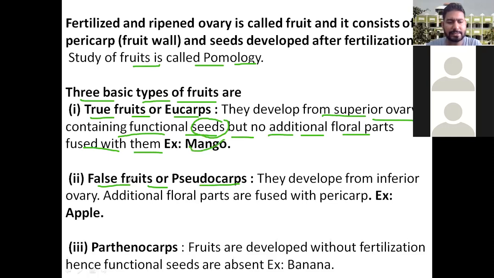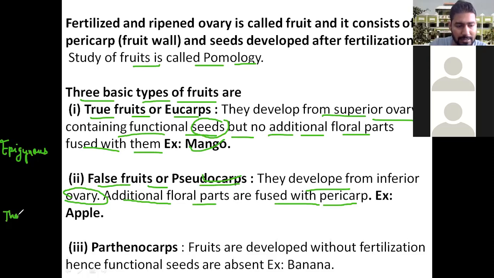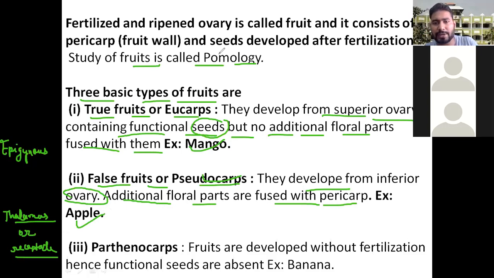An example is the mango. What is the false fruit or pseudocarp? It develops from the inferior ovary, which means the epigynous condition. Together with this, additional floral parts are fused with the pericarp. Very important: the additional floral part here is the thalamus, or receptacle, which gets fused together. Such a fruit is known as a false fruit, found in apple. Parthenocarpic fruit, we have already discussed.